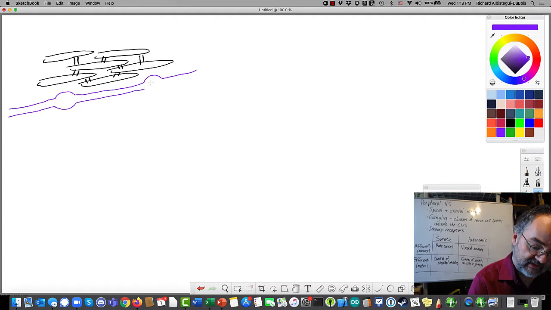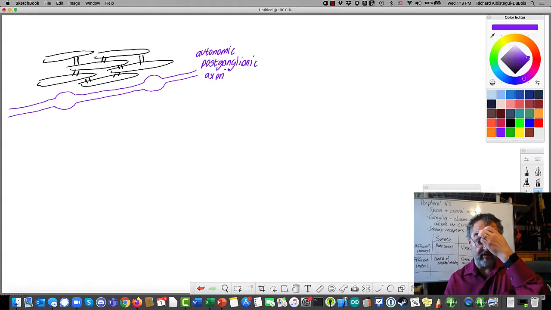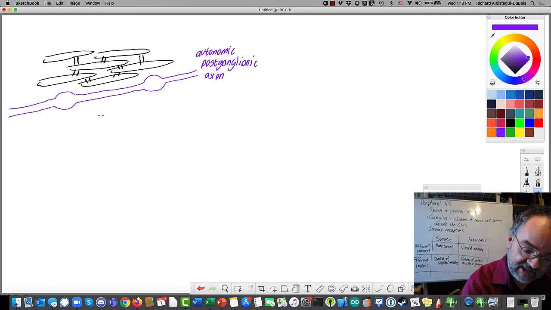So this is an autonomic postganglionic axon. So it's either sympathetic or parasympathetic, doesn't really matter, they would look pretty much the same here. And each of these swellings is what's known as a varicosity.